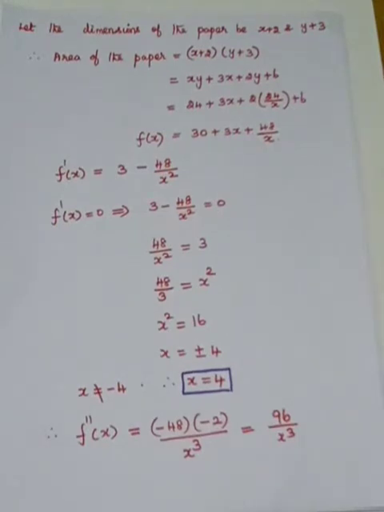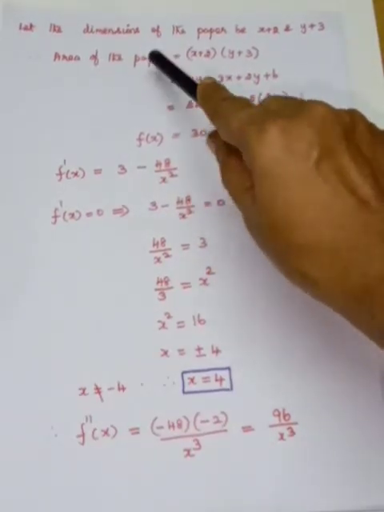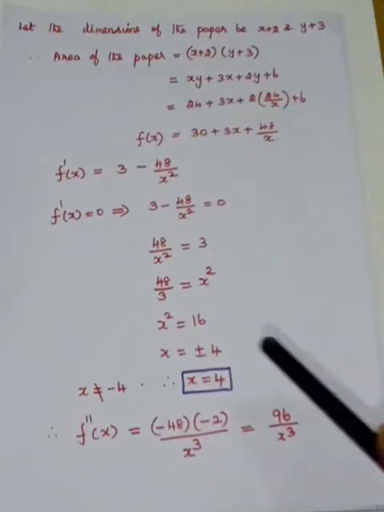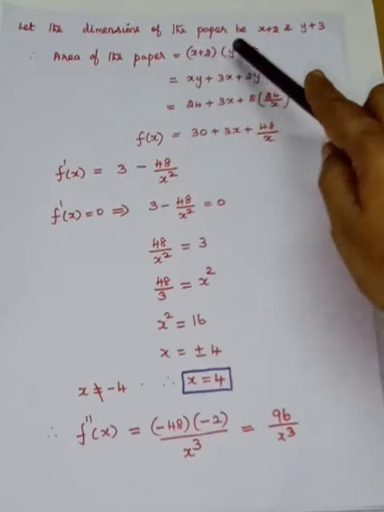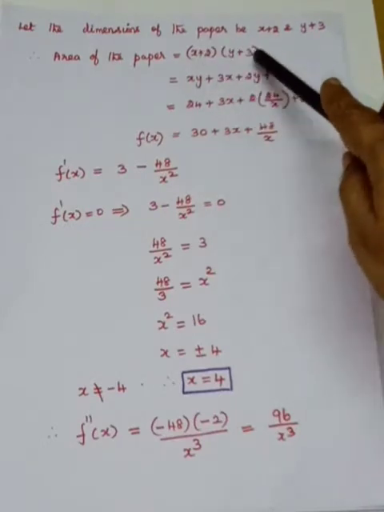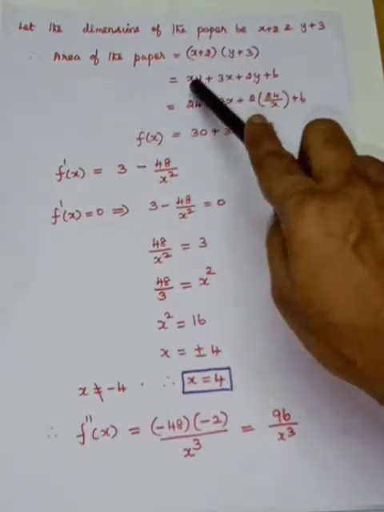What is asked? The area of the paper is minimum. So we have to find the area of the page, or area of the paper. That page is in the shape of a rectangle, so we have to multiply length into breadth. That is x plus 2 into y plus 3. Okay, so x into y is xy.